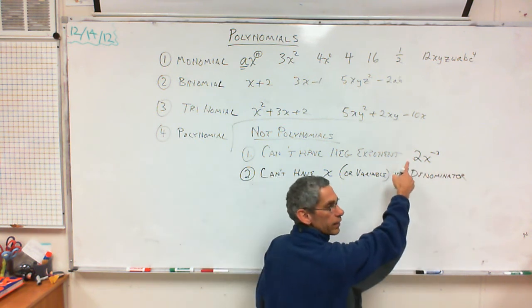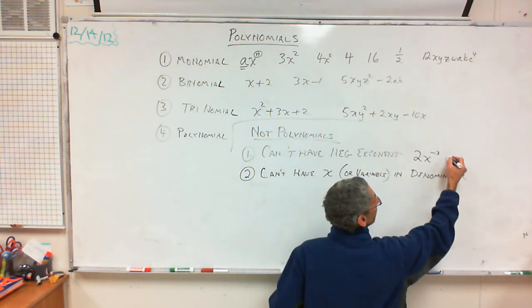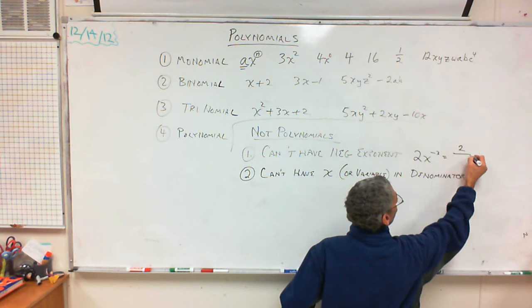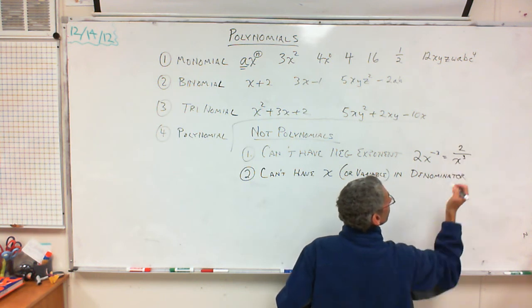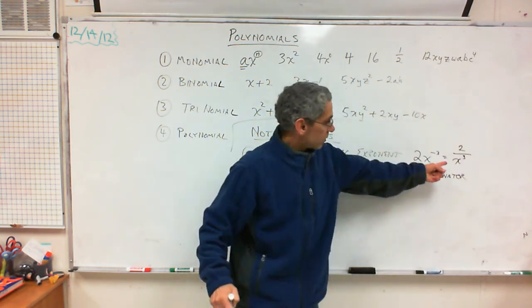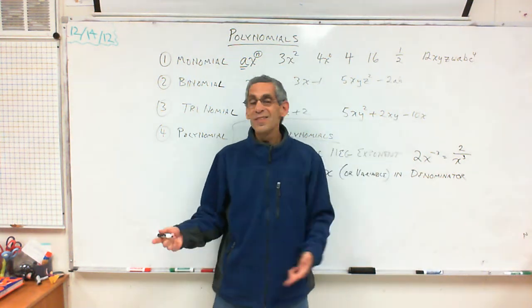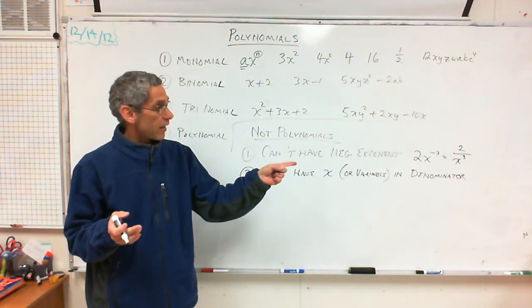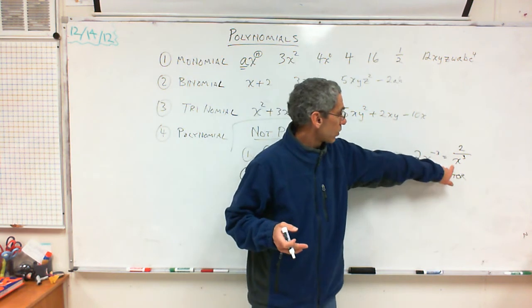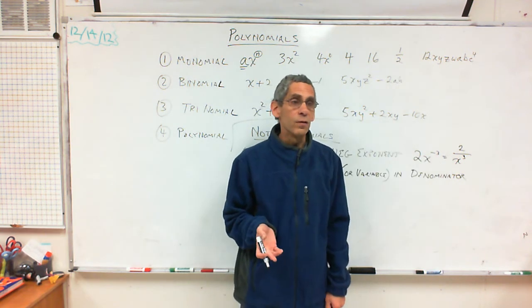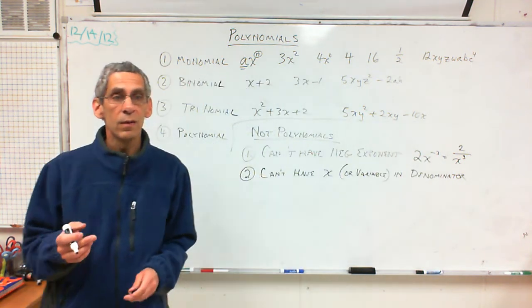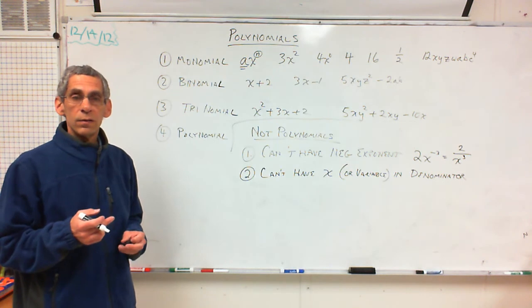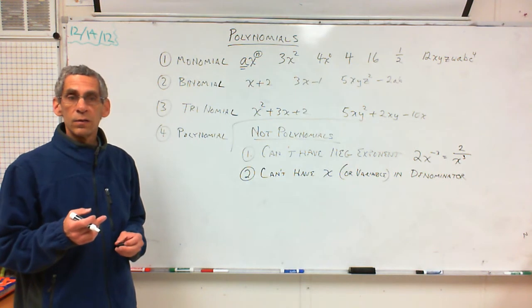And that makes sense because think about this. If I wrote this without a negative exponent, what would I have? I'd have 2 over x cubed. So x is in the denominator now, right? So it's not a polynomial. It's not a term of a polynomial. If I saw that in a polynomial, either this or this, I would say, oh, it's not a polynomial.